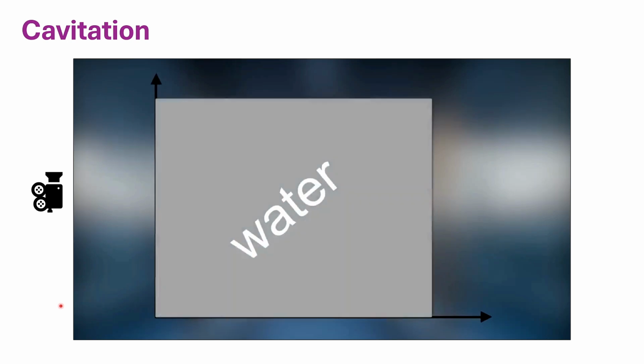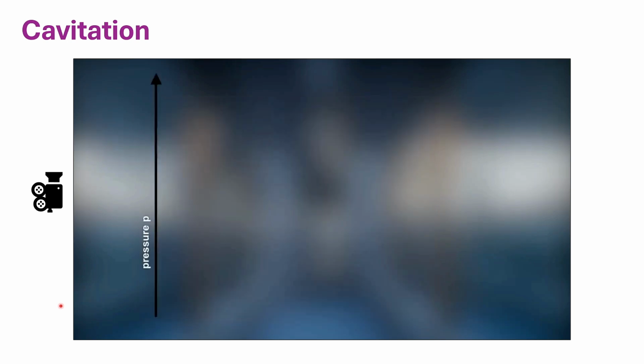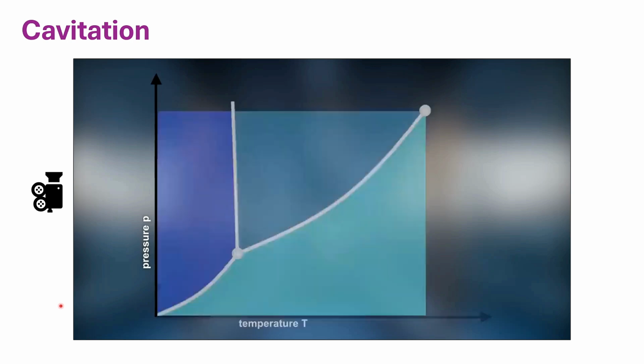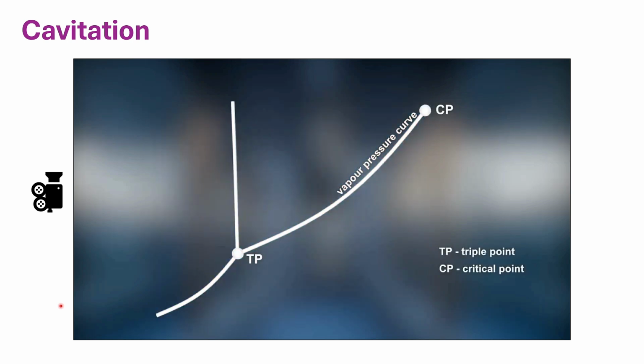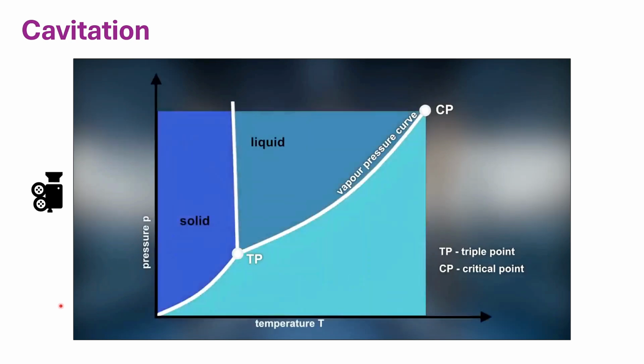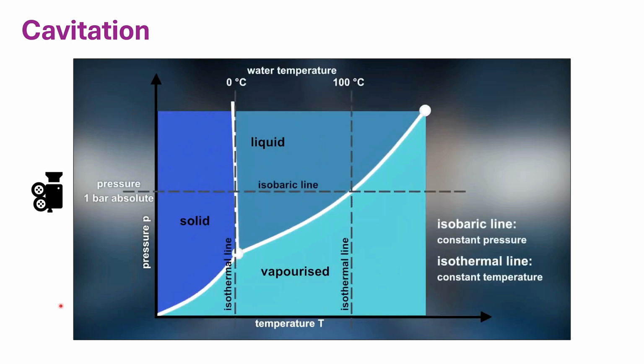temperature and pressure. The horizontal axis of a diagram represents temperature, while its vertical axis shows pressure. The vapor pressure curve is part of a phase diagram. It indicates at which pressures and temperatures water evaporates from liquid to vapor or condenses from vapor to liquid. At a constant pressure of 1 bar absolute, water in its solid state, which is ice, melts to liquid water at a temperature of 0 degrees Celsius.